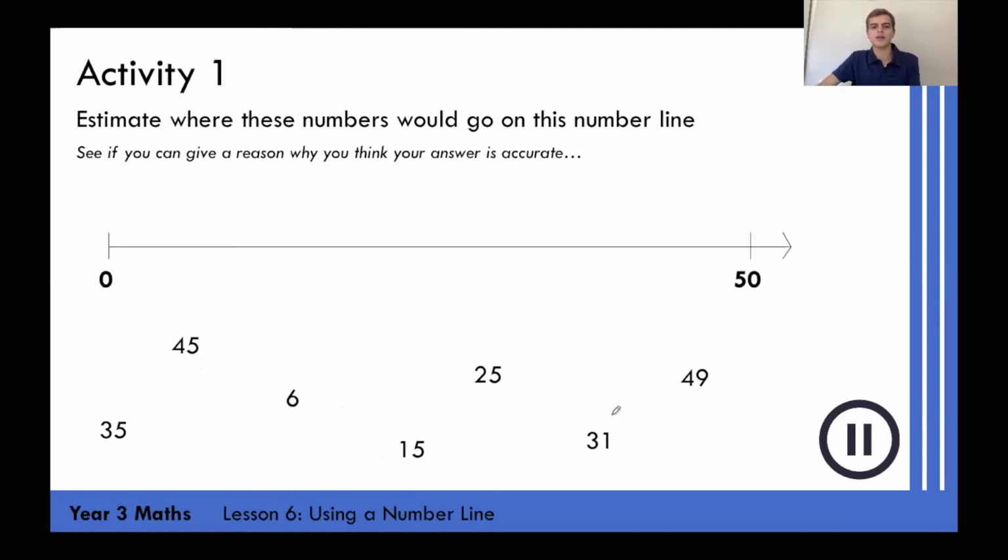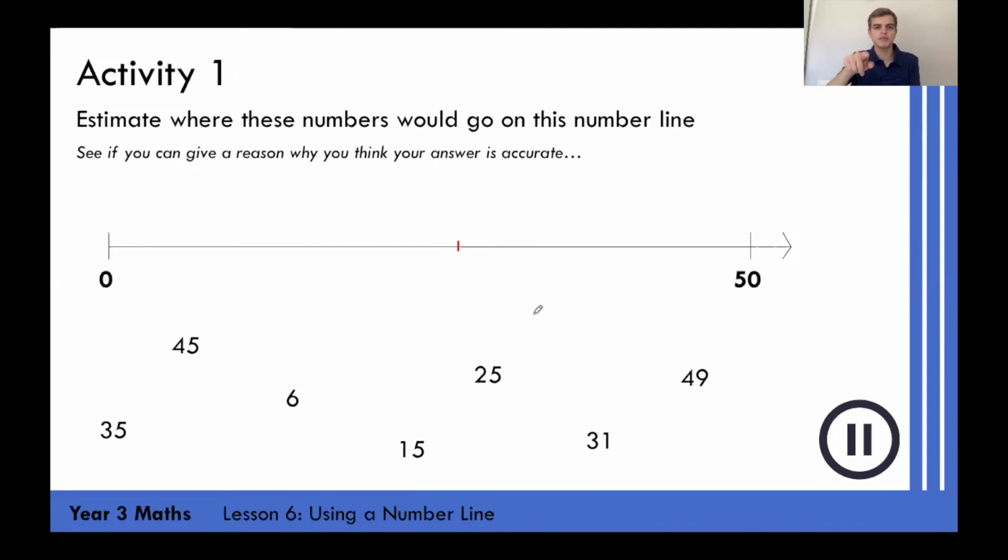Let's do one all together. I'm going to start with the number 25 because I know that 25 is half of 50. So I think half of 50 is about there. So I think 25 would go there. You might think it's a little bit closer this way, a little bit closer that way, but we're making an estimate because we don't know exactly where half of that line is, but I'm making an estimate.